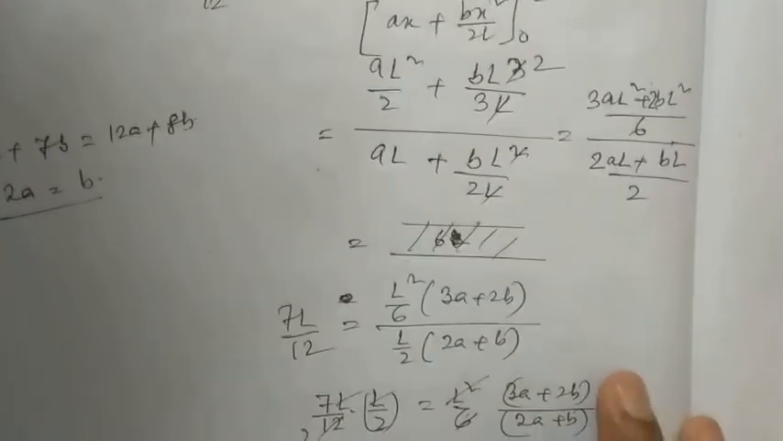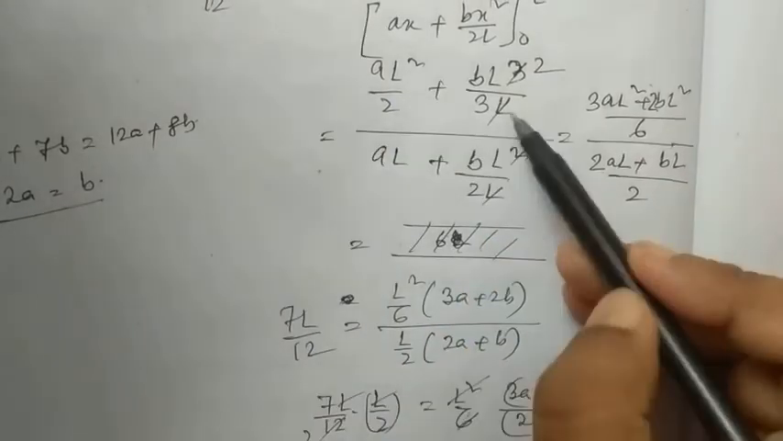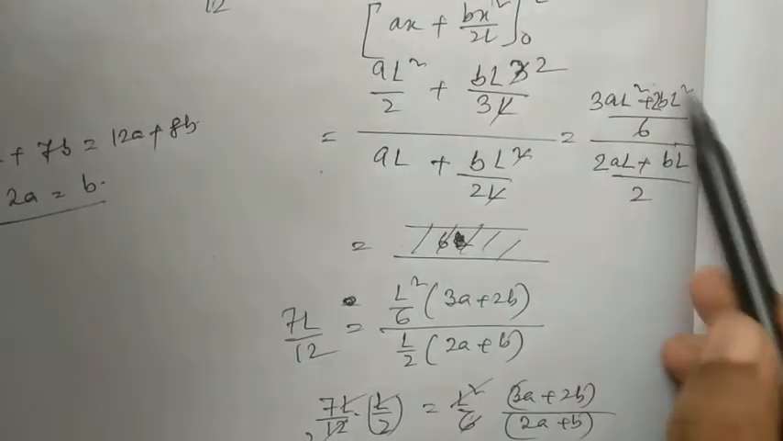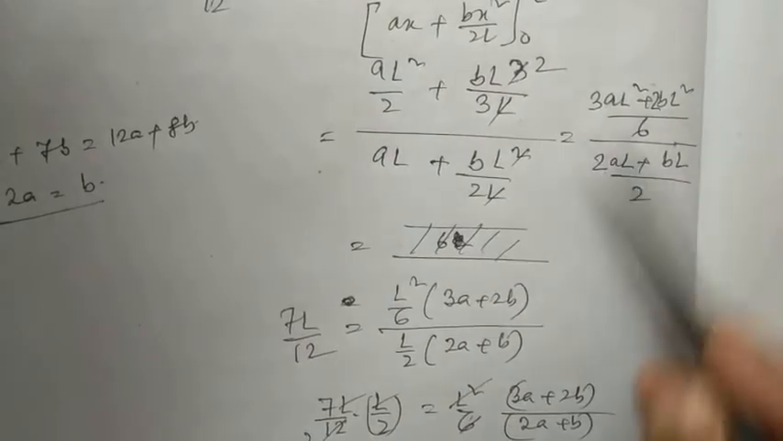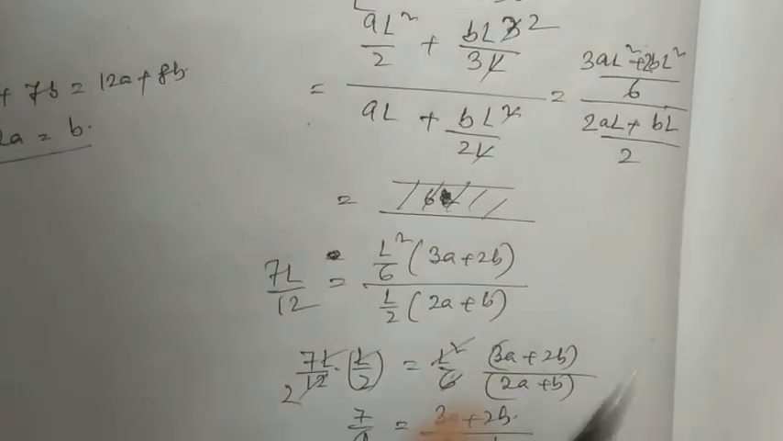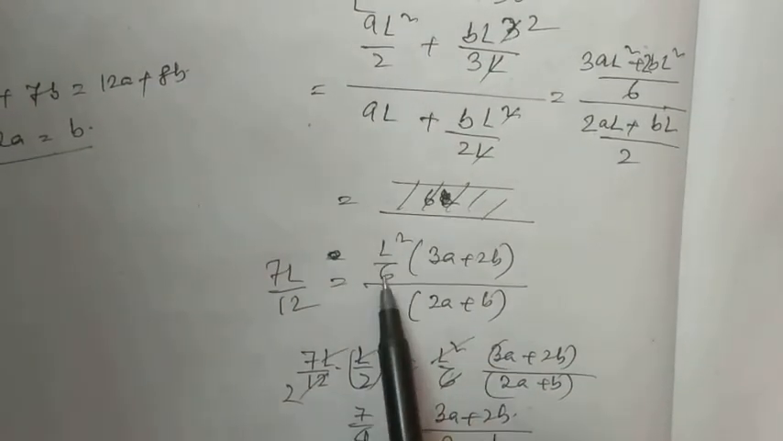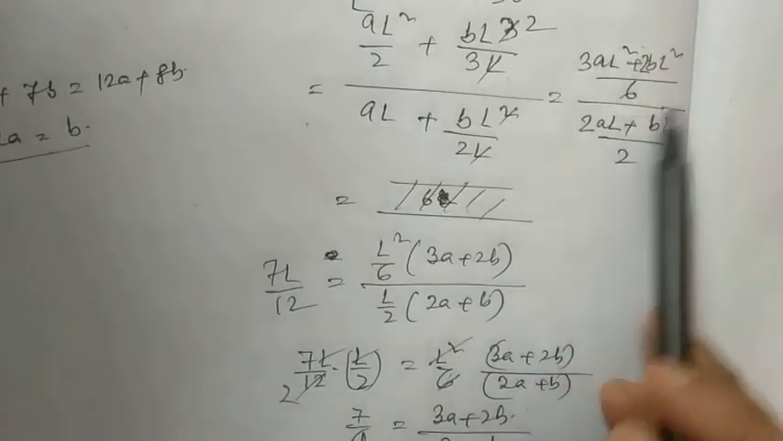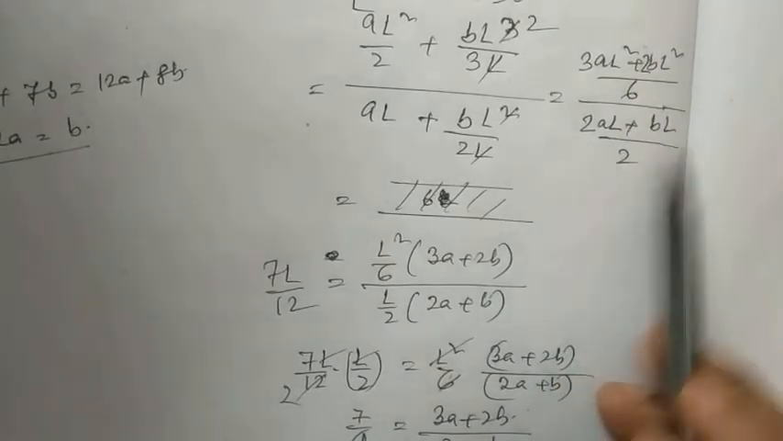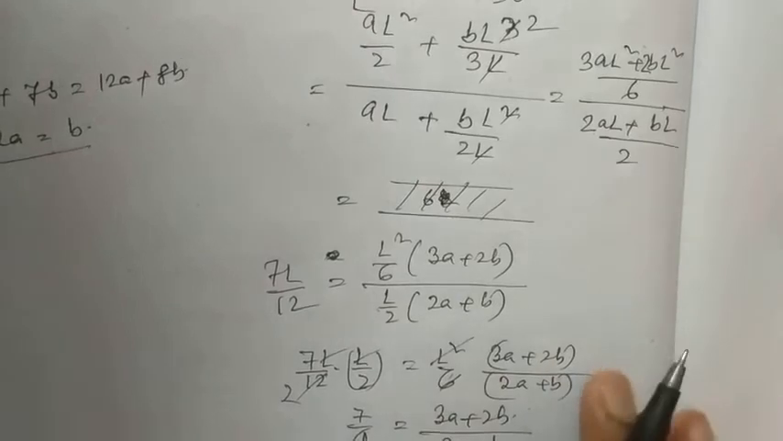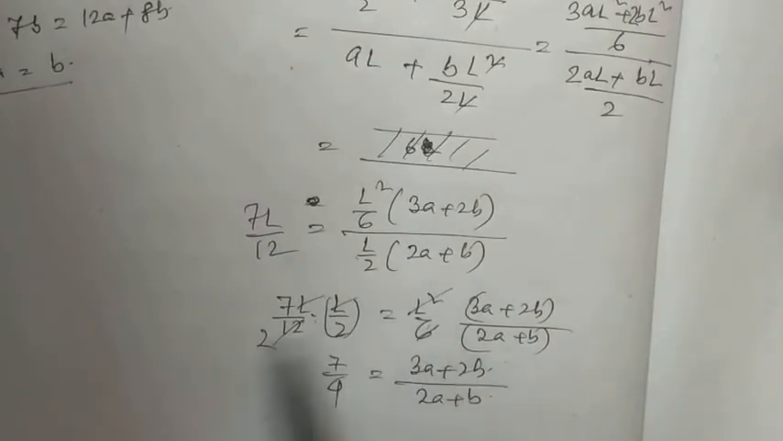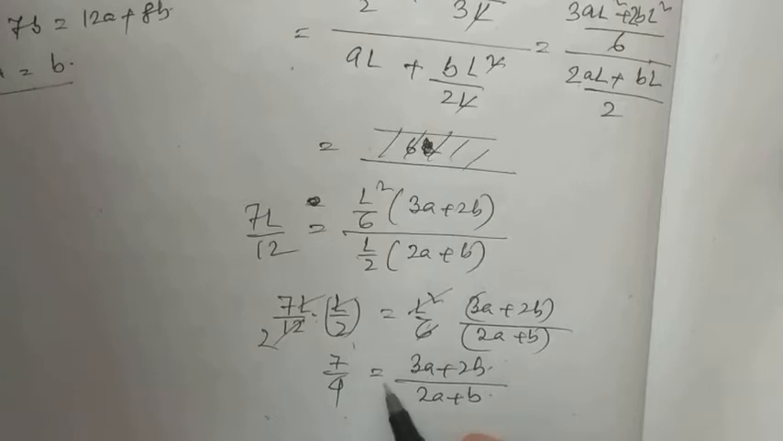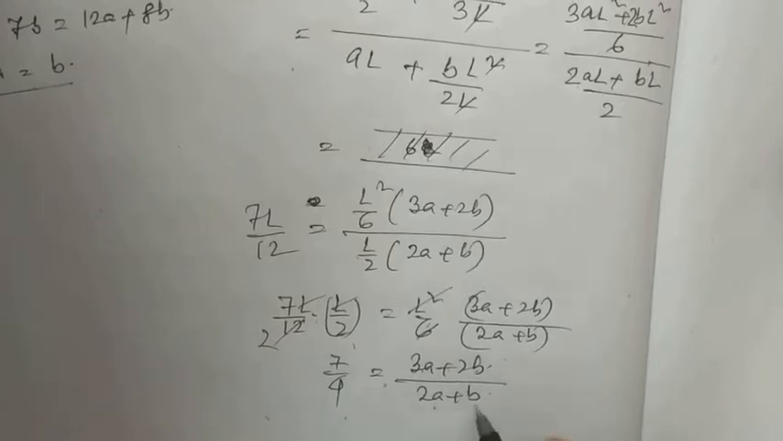Now after calculating this part, we eliminate L here, so L square. So 3L square, LCM is 6, here LCM is 2, and taking L square by 6 common from the numerator part and L by 2 common from the denominator part, we multiply L by 2 onto the left hand side and start eliminating. So we get 7 by 4 is equal to 3a plus 2b by 2a plus b.